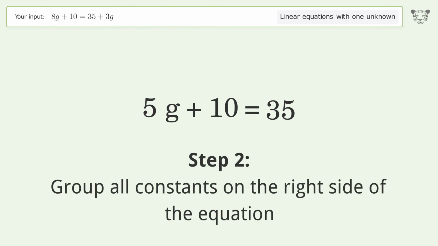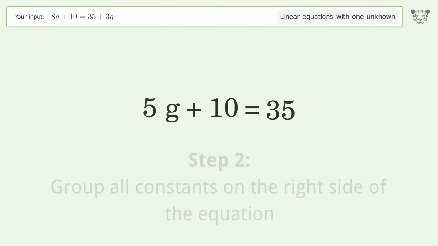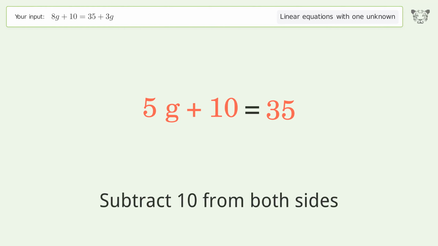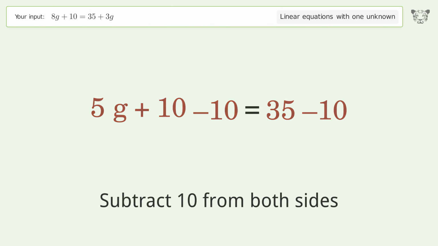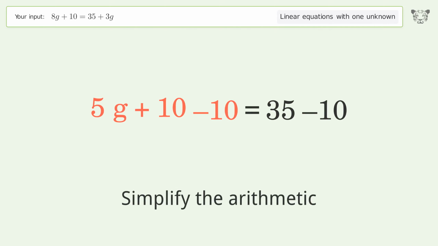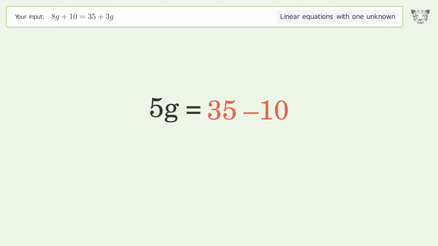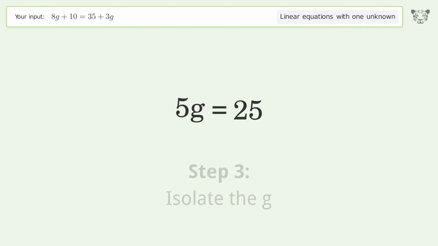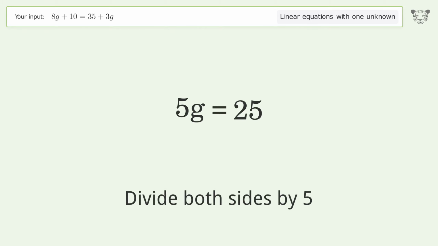Group all constants on the right side of the equation. Subtract 10 from both sides. Simplify the arithmetic. Isolate the g. Divide both sides by 5.